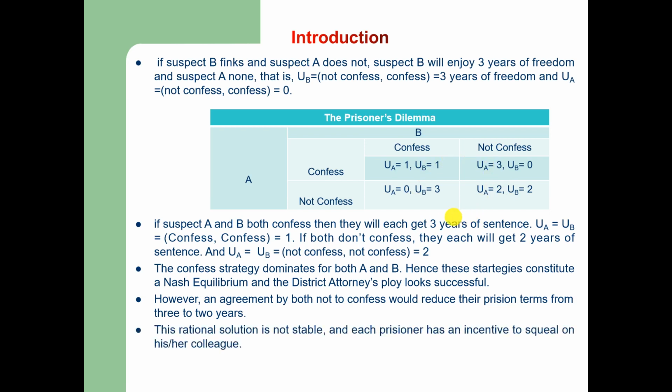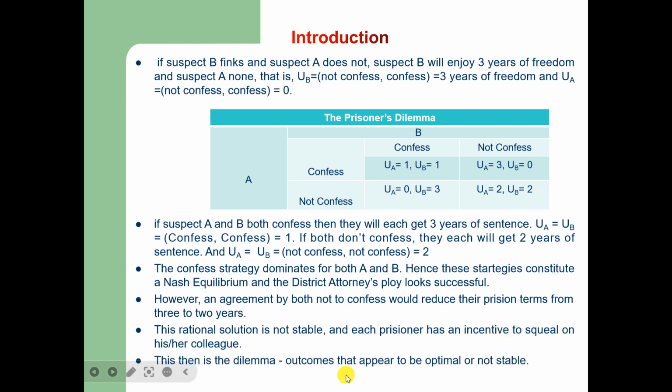This rational solution is not stable. Although this is the best strategy, both of them get the minimum sentence, but this is not stable, and each prisoner has an incentive to squeal on his or her colleague. So this is then the dilemma, and this is what we know as the prisoner's dilemma: the outcomes that appear to be optimal are not stable. So these outcomes seem to be optimal, but they are not stable.